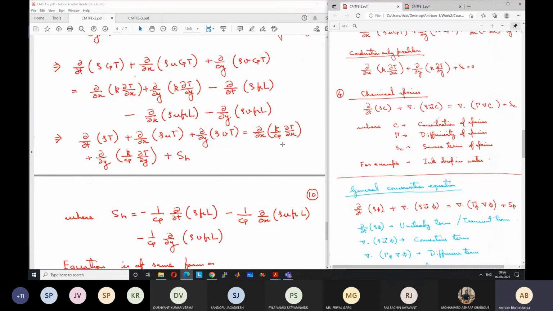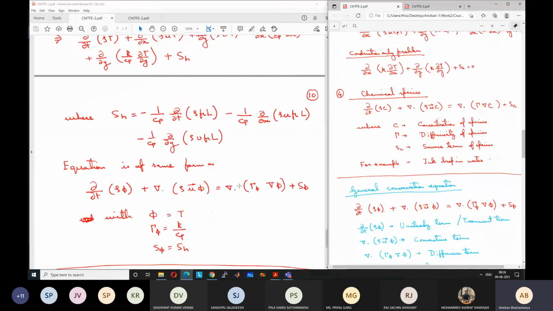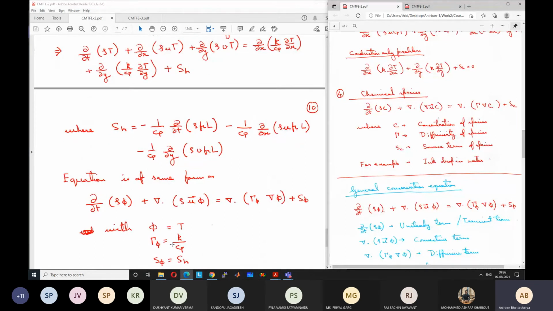This term plus source term. So the equation is exactly of the same form, where phi is T, gamma is K by Cp, and the source term is this entire term. The entire term is put as the source term.